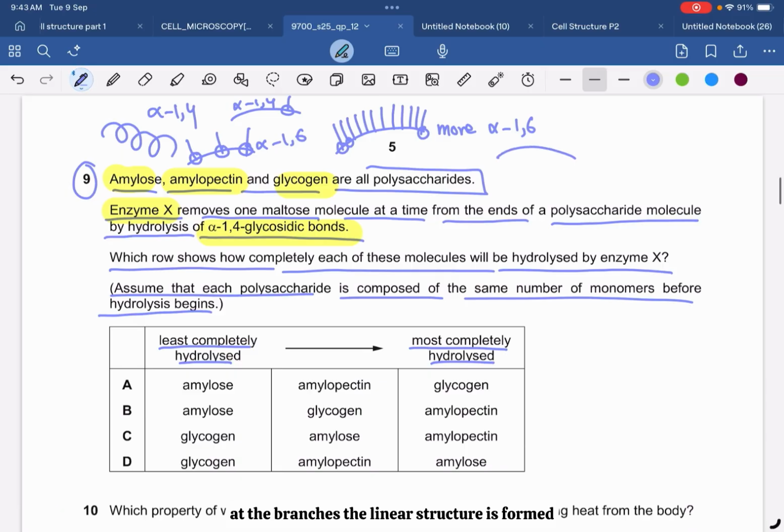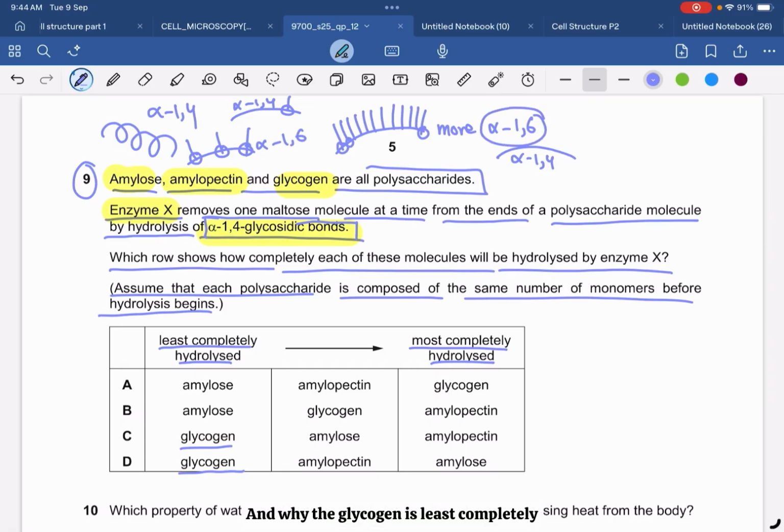The linear structure is formed by the alpha 1,4 glycosidic bond. So the least commonly hydrolyzed would be the glycogen. Why would it be the least commonly hydrolyzed? Because only alpha 1,4 glycosidic bonds are being hydrolyzed, not the alpha 1,6 glycosidic bond.